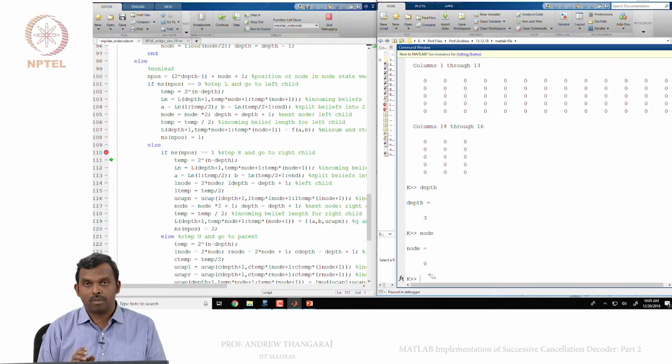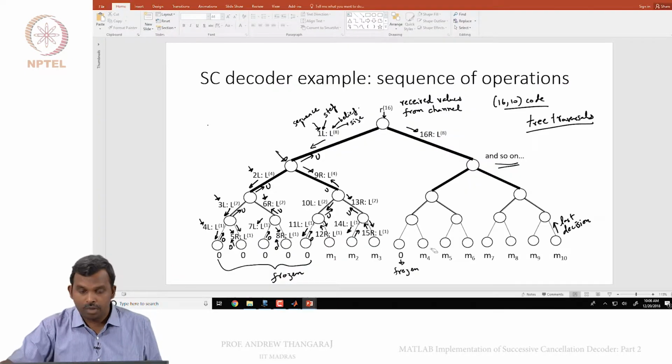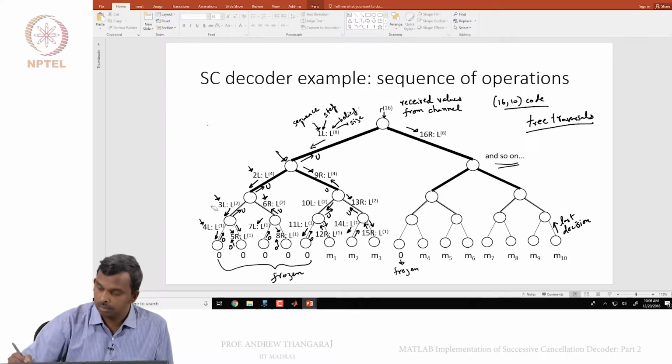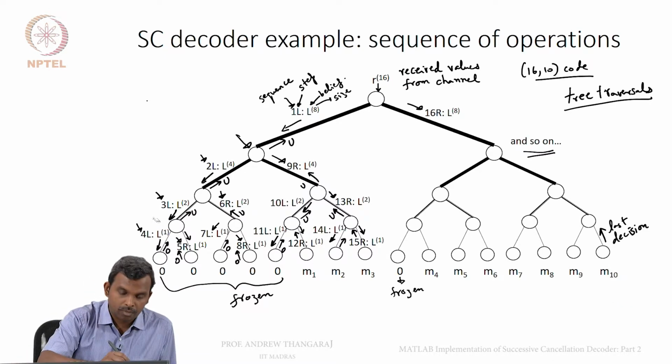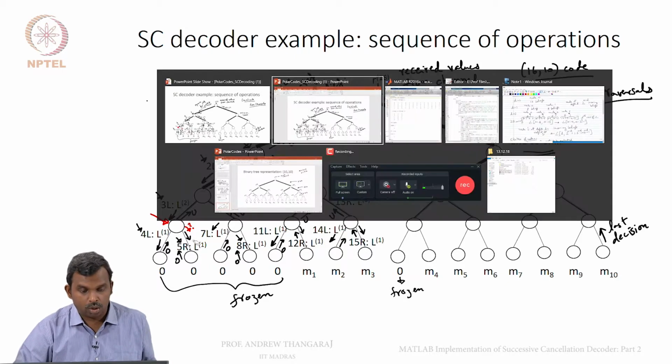So where am I now? I've come back all the way to the leaf. I've made a decision on the leaf, and then I've come back to the previous depth. So maybe I should go back and show you where we are on the graph. Here is where we are in the decoder. We went all the way down, made a decision, and then we came back, and we want to go back here. So we need to do that operation, and let's check whether that operation is happening correctly or wrong.